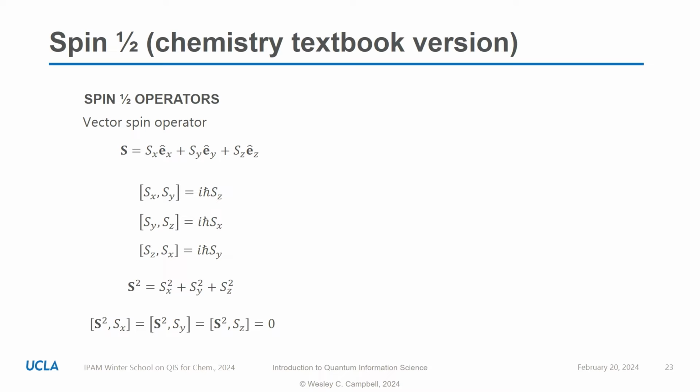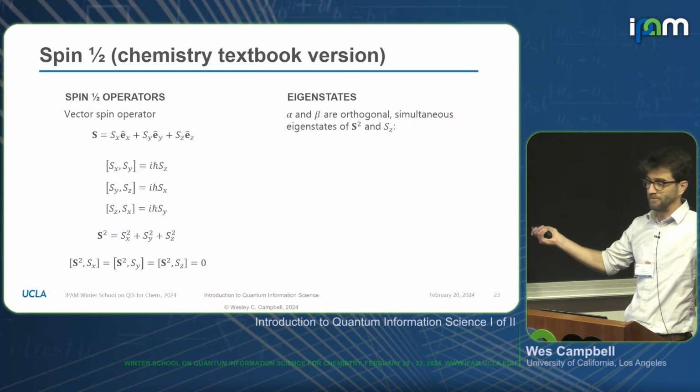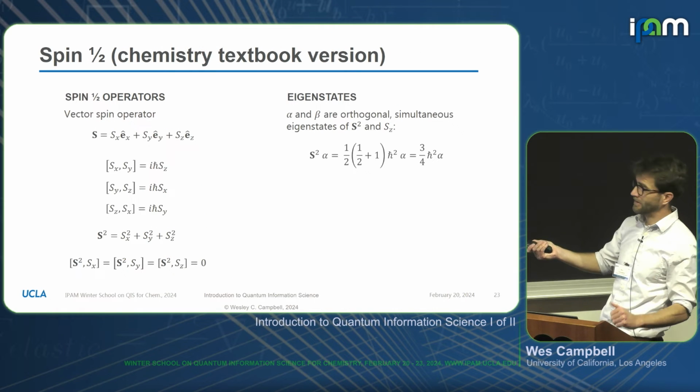We have the S squared operator, which is convenient because it is a simultaneous eigenstate with one of the projections of the spin. The eigenstates of this, and this is where those of you who took all this in physics might find it a little unfamiliar, are called alpha and beta, I think commonly in chemistry. Is that fair, chemists? Alpha and beta, right?